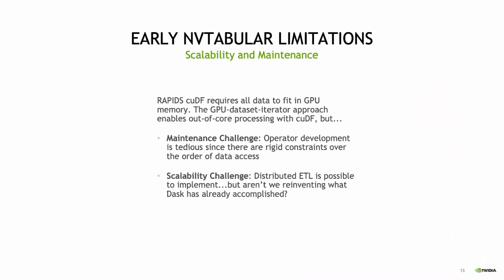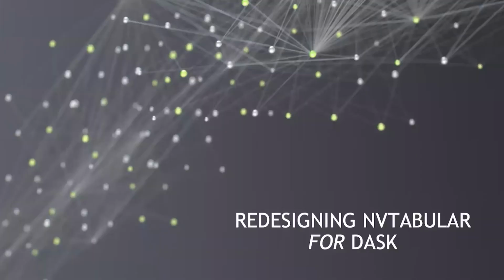And so this is all well and good. Rapids cuDF requires all the data to fit in the GPU memory, and this early NVTabular solution using a GPU dataset iterator was working just fine. But there were some maintenance challenges, like limited operator support. And when we thought, okay, we have to implement more operators, this is kind of tedious. There are lots of rigid constraints on having to access the data in a linear fashion, especially if we want to collect statistics. And then there's a scalability challenge. We realized, okay, we can do this on multiple GPUs, we can implement distributed ETL, but aren't we reinventing what Dask has already accomplished? This was a real question that ultimately led us to redesign everything for Dask.